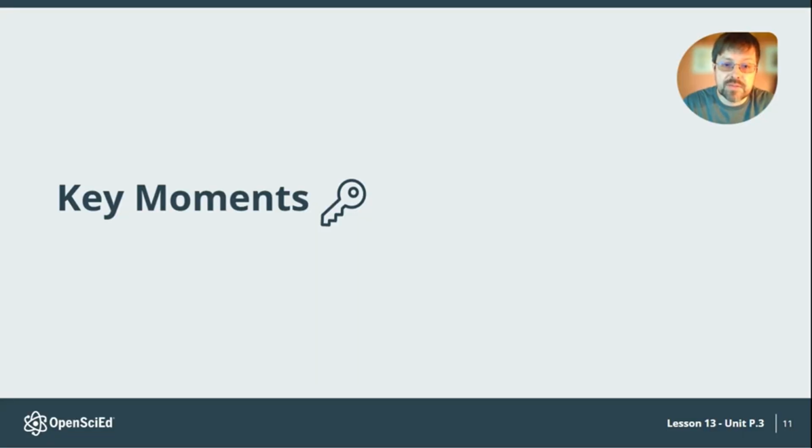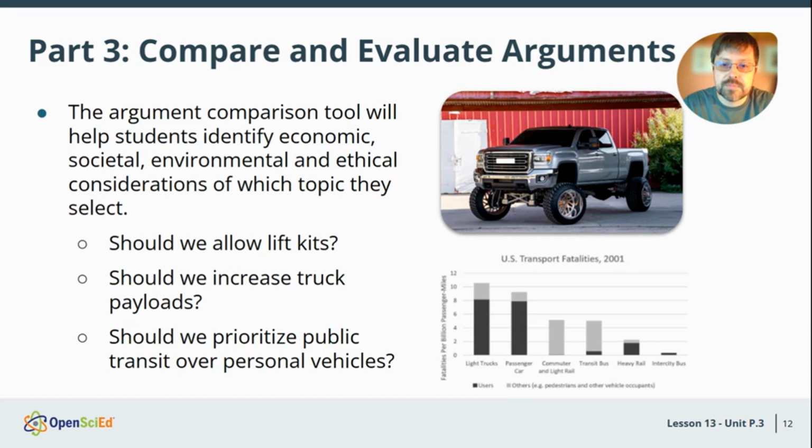Here are some key moments I've identified in this lesson. In part 3, students compare and evaluate arguments. They did this before in the previous lesson around speed limits, but now there are 3 topics. You can either pick one for your whole class, or you could have students choose.